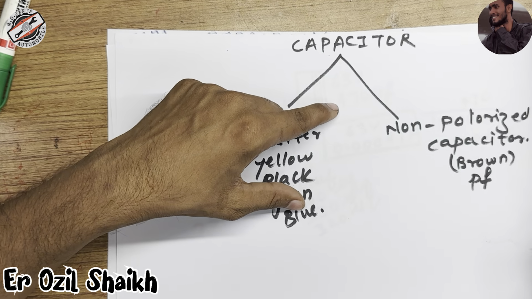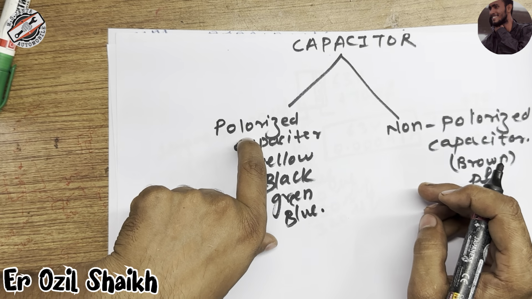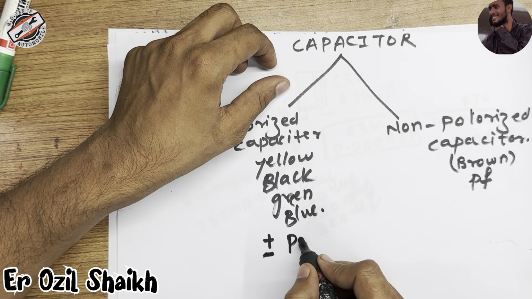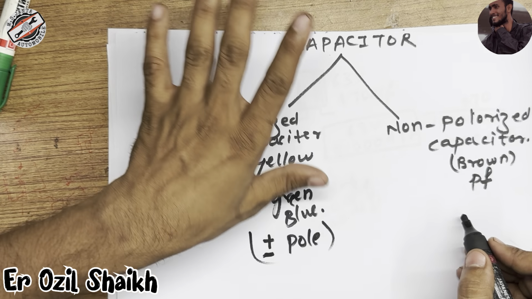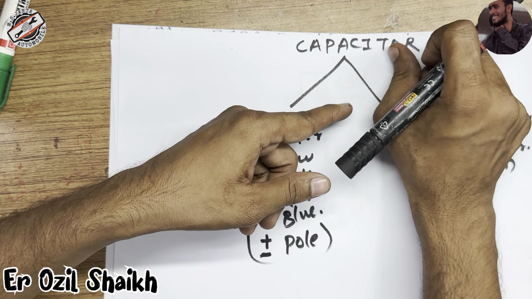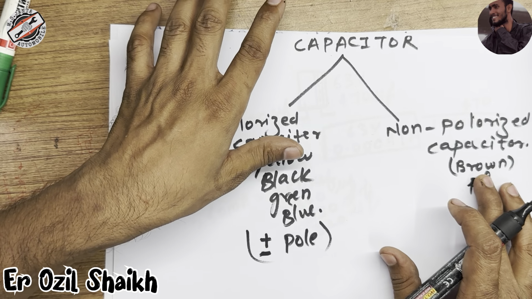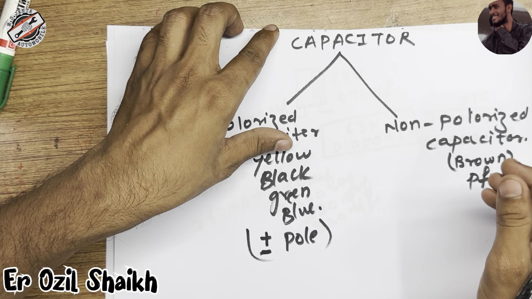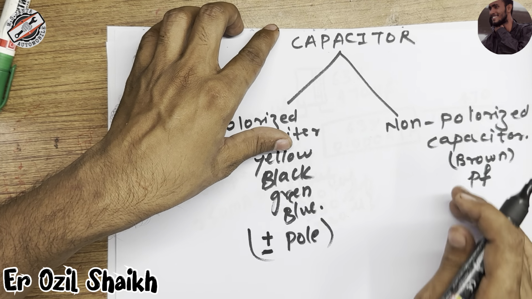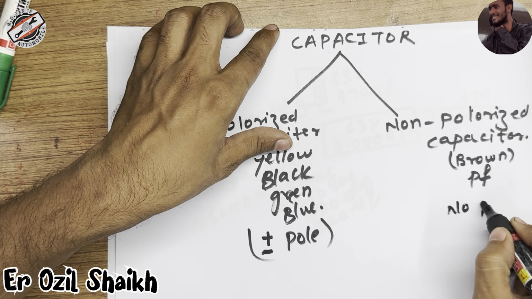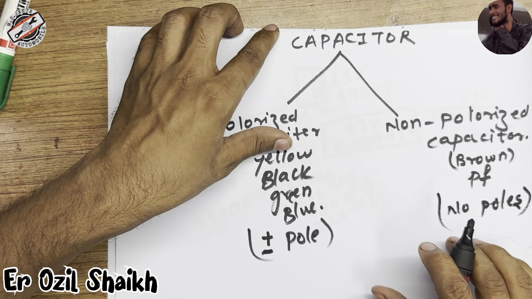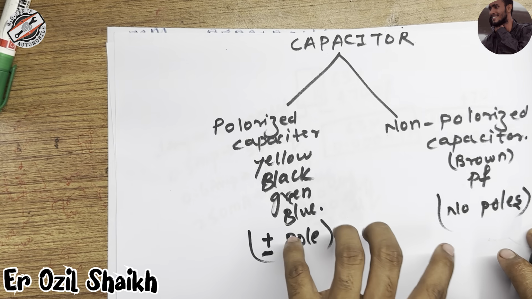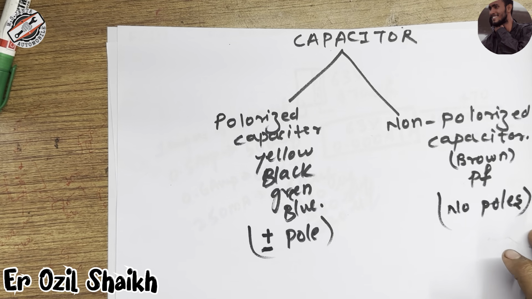So these are the two types of capacitor. The polarized one has a pole, one minus and one plus. The non-polarized one has no pole. You can put it in any direction, anywhere, and it is used in both AC and DC circuits. Non-polarized has no poles. So these are the main important things about polarized and non-polarized capacitors.